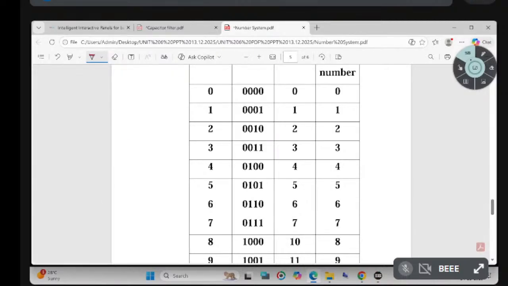In decimal it is 8. In octa it is 10. 10 base 8. What is the original number? 8. What the computer understands is 10 in octa.